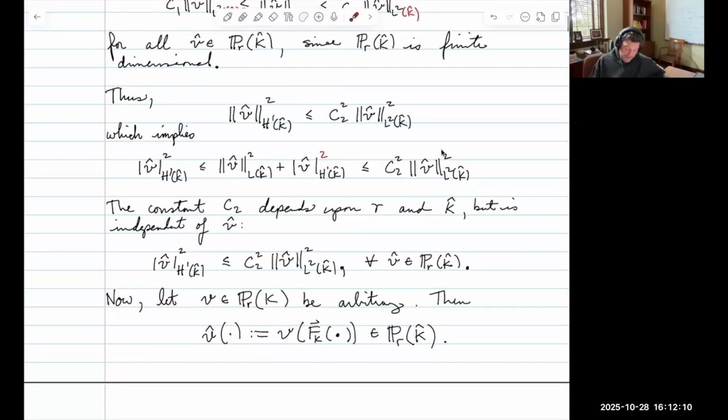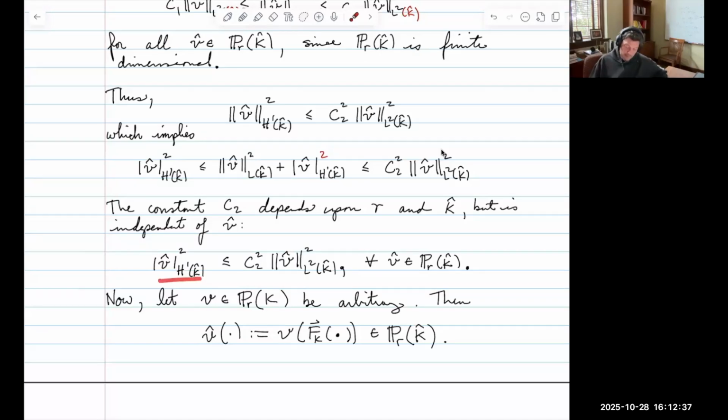So this constant C2, what is it going to depend on? It turns out it's going to depend on R, the degree of the polynomial, and it's also going to depend on the reference triangle. But the reference triangle never changes at all. So this is like saying it doesn't have any dependence on triangles. Okay? And this is completely independent of v hat. Doesn't matter what v hat you use. So this is the thing we have.